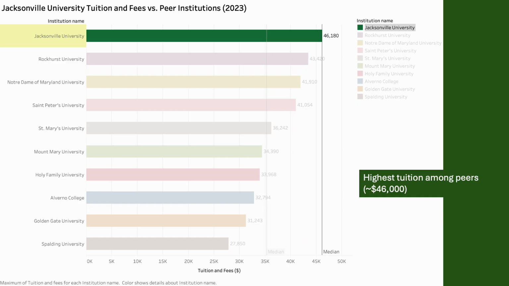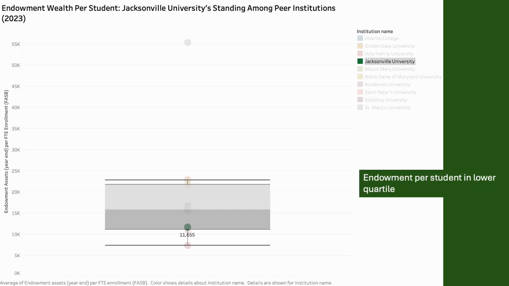Higher tuition could make sense if it were backed by strong investment in student outcomes or institutional prestige. However, JU's endowment per student at just under $12,000, shown here in this box plot, is much lower than most peers, placing it in the bottom quartile, which means that approximately 75% of peer institutions have higher endowment per student than JU.